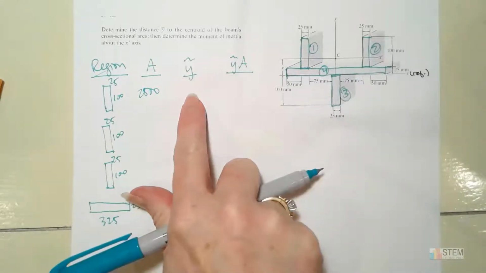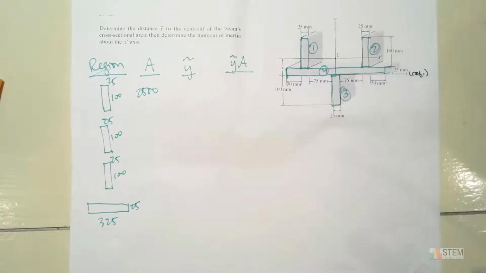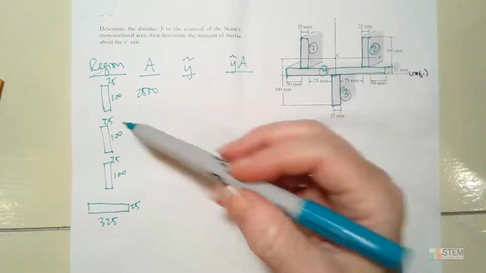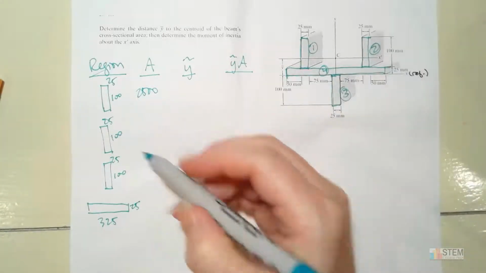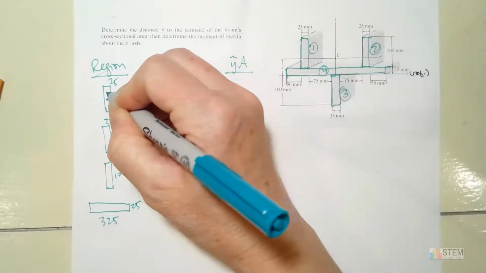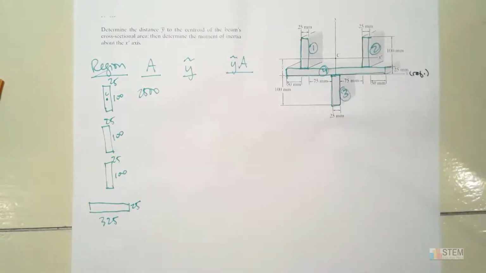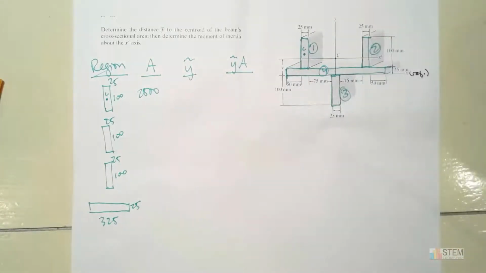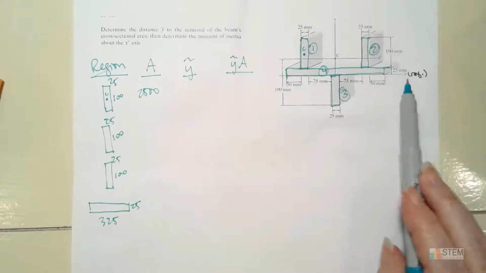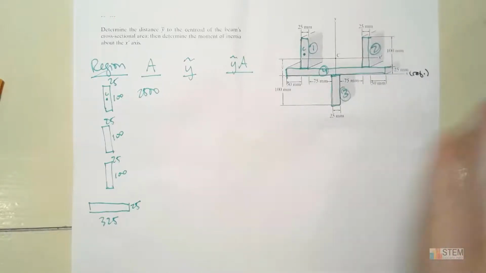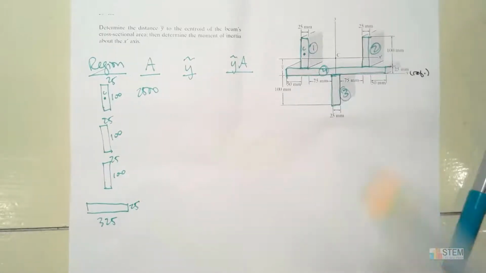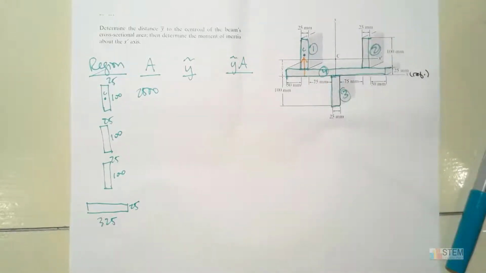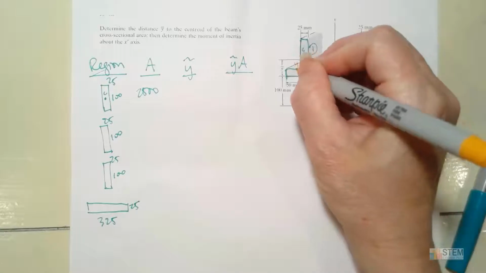Now what's the y tilde? Do you remember? Well, remember the y tilde is basically going to be the measurement to the centroid of each individual region. So this one right here is going to have a centroid location right there in the middle. So if we put it over here, let's just put it right there. And we want to measure that from our reference line. I said the reference line was this x-axis. So that means I want to find the distance from here up to there. That's going to be the y tilde for region 1.